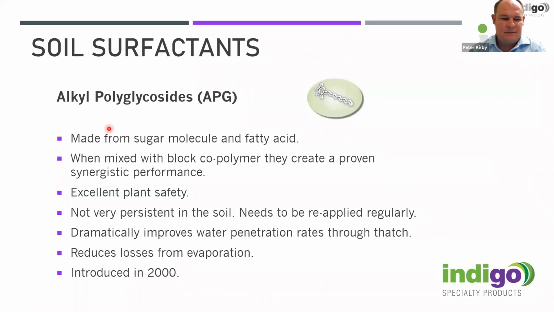So the last group is alkyl polyglycosides, APG as they're called. These are basically a sugar molecule reacted with a fatty acid, and they're the greener chemistry. When they're mixed with block copolymer technology, they can provide significant synergistic performance. They're very strong at breaking down those cohesive forces that we spoke about earlier, and they're really good at getting water through the thatch layer to the soil environment, but they're not so strong at actually getting through the soil environment. So that's why we mix it with the block copolymer to enhance that effect.